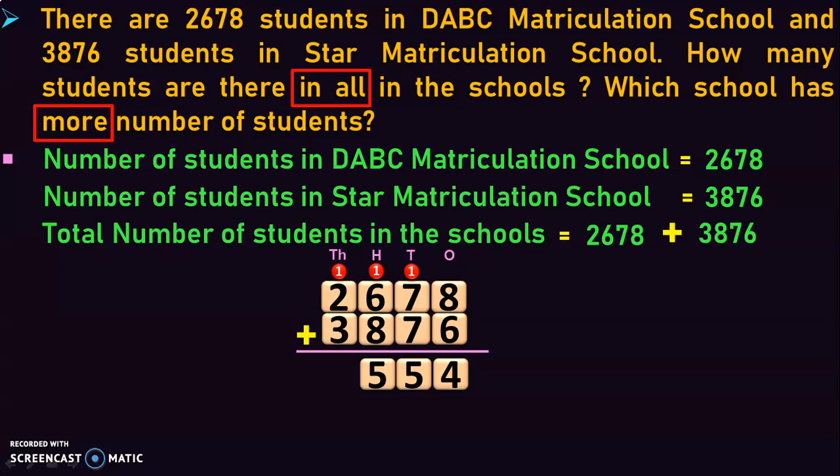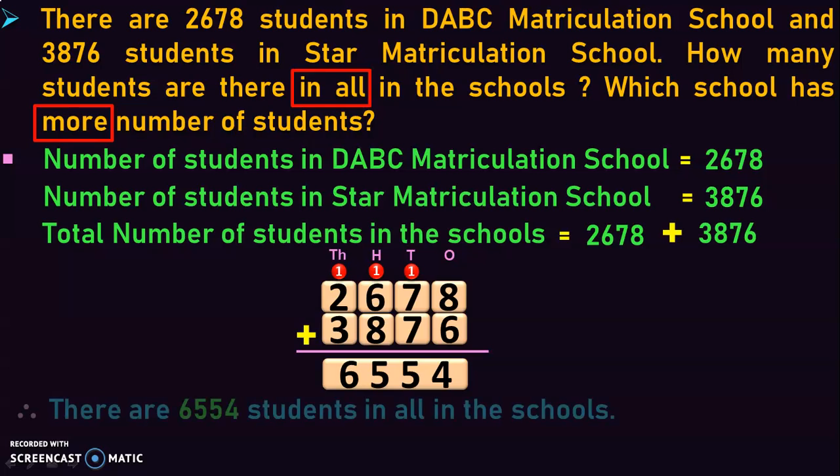thousands place. Next, add the digits in the thousands place. 1 plus 2 will give you 3 and 3 plus 3 will give you 6. So, the sum of the two 4-digit numbers will give you the answer 6,554. Therefore, there are 6,554 students in all in the schools. This is the answer for your first part of the question.